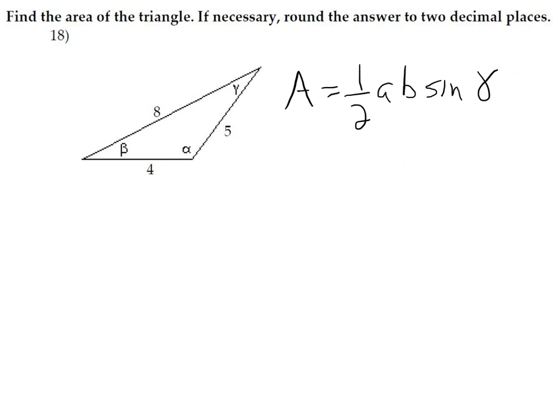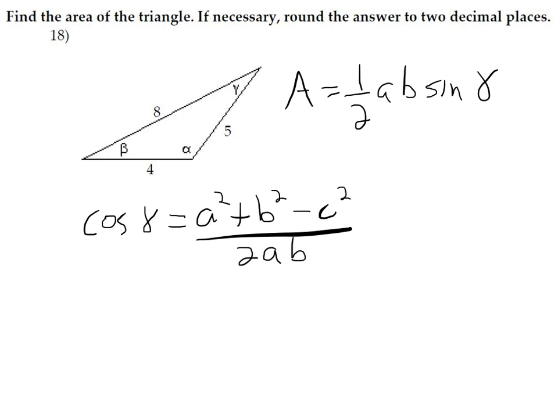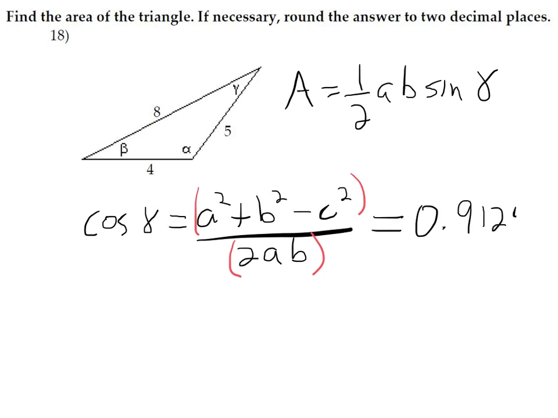But law of cosines will find us this angle. So we go after law of cosines. Cosine gamma equals, that'll be the one with a minus c squared, so a squared plus b squared minus c squared over 2ab. Keep a parenthesis around the numerator and around the denominator and just plug a, b, and c into your formula and you get 0.9125. Make sure you're using this for A, this for B and this for C.